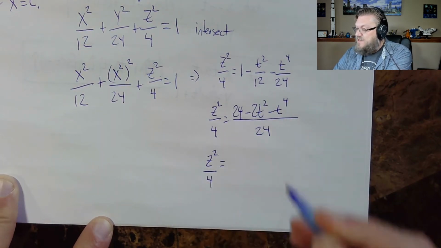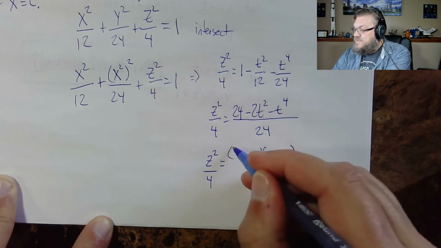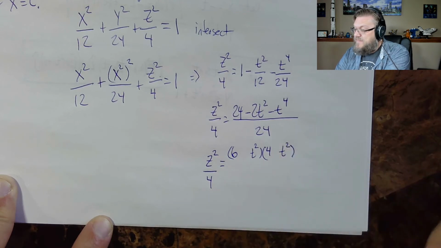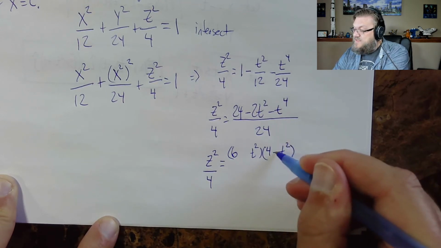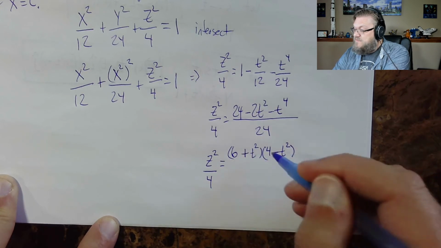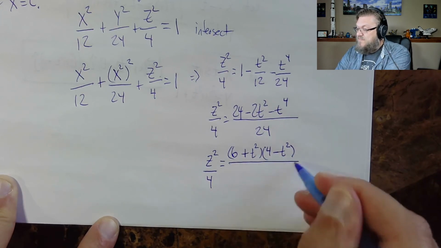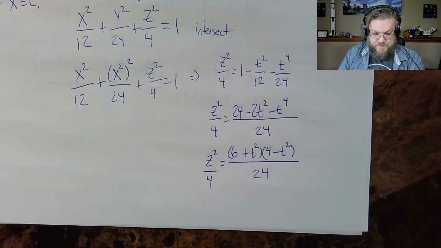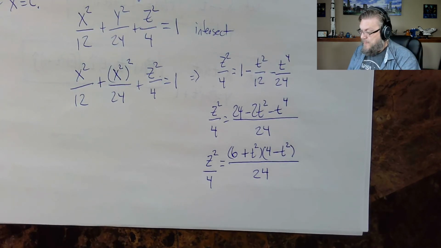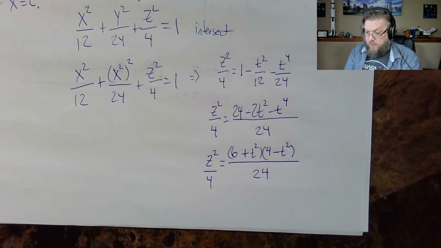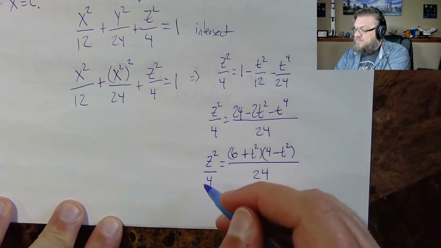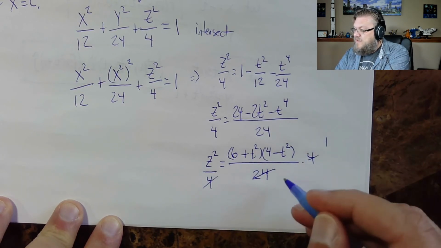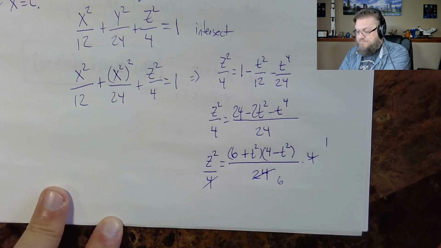Z squared over 4 equals 4 t squared, and let's see, yep, minus 6t squared plus 4t squared all over 24. Okay. Now I can multiply by 4. All right, so multiply by 4. This will cancel this with that, leaving a 1 there and a 6 down here.